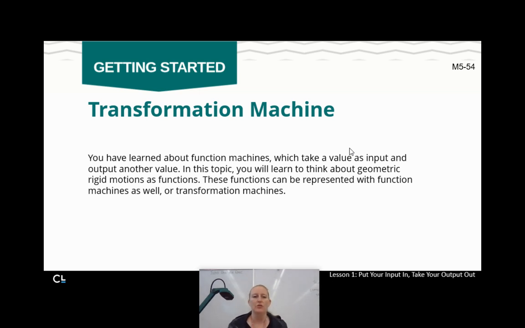So over on page M5-54, we have our getting started activity. We have these things called transformation machines. You've learned about function machines, which take a value as input and output another value, right? You plug something in, it spits a number out. In this topic, you will learn to think about geometric rigid motions as functions. These functions can be represented with function machines as well, or in this case, we're going to call them transformation machines. Basically, we're taking a geometric figure, plugging it in, and it's going to spit out a geometric figure.